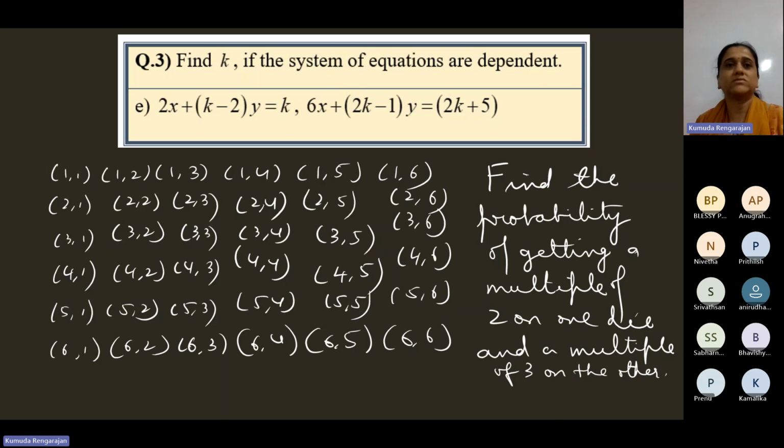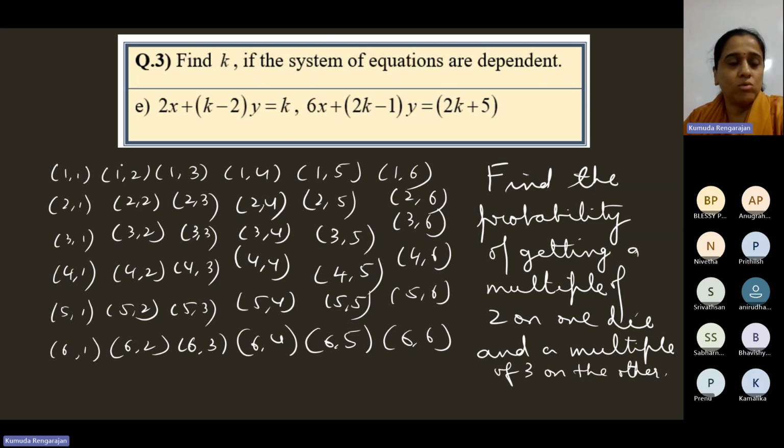Some of us have done it. 11 by 36. So let's take the question paper. Let's take the outcomes favorable to this condition.